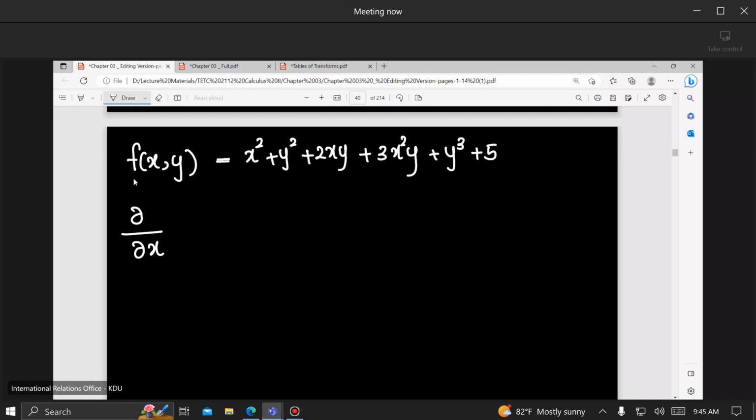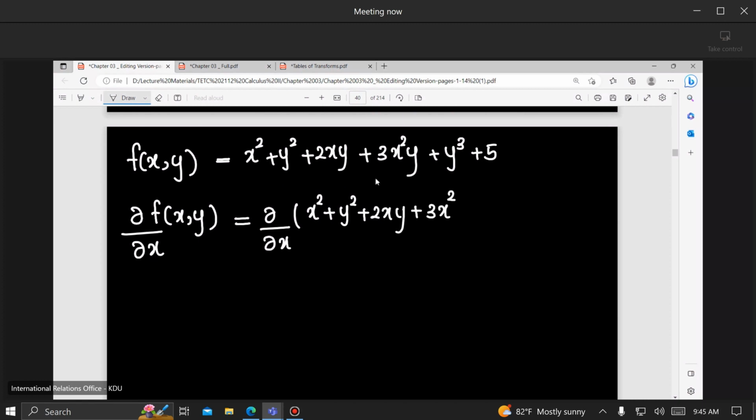So we are going to find del f over del x. For this function of two variables, we find the partial derivative with respect to the variable x. We can write del over del x of this whole expression: x squared, y squared, 2xy, 3x squared y, y to the power 3 plus 5.